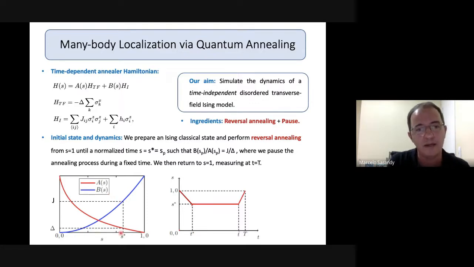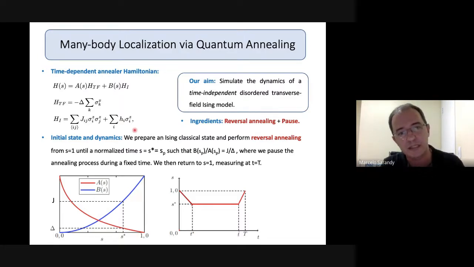So we are turning on B and turning off A of S. What we do is use reversal annealing. We start from S equal to 1, not S equal to 0, because we want to start with the classical disordered Ising model, HI. So we need to start from S equal to 1.